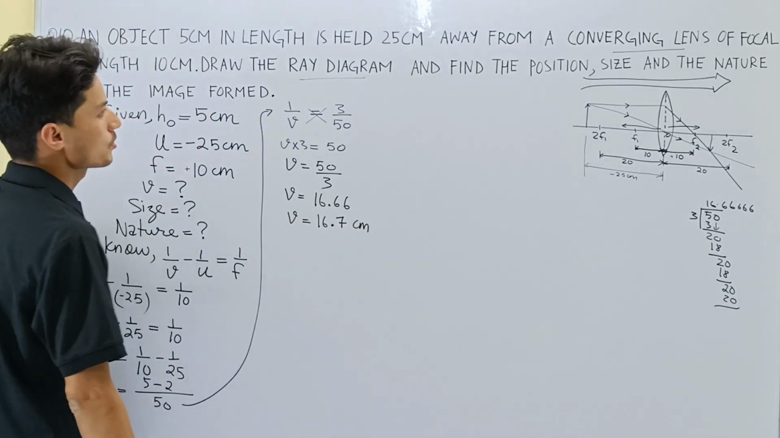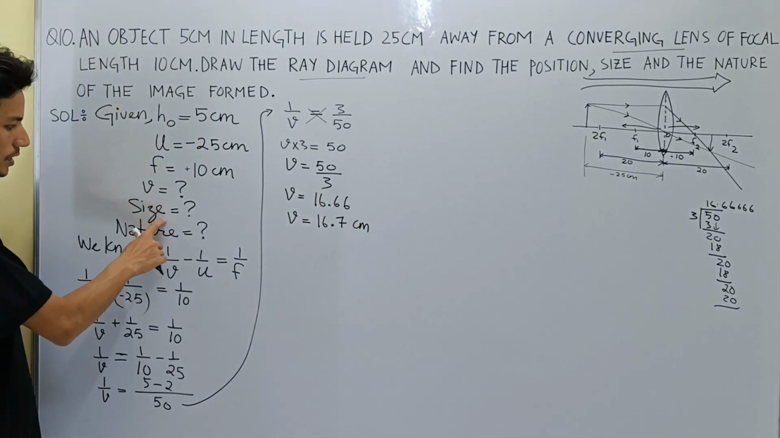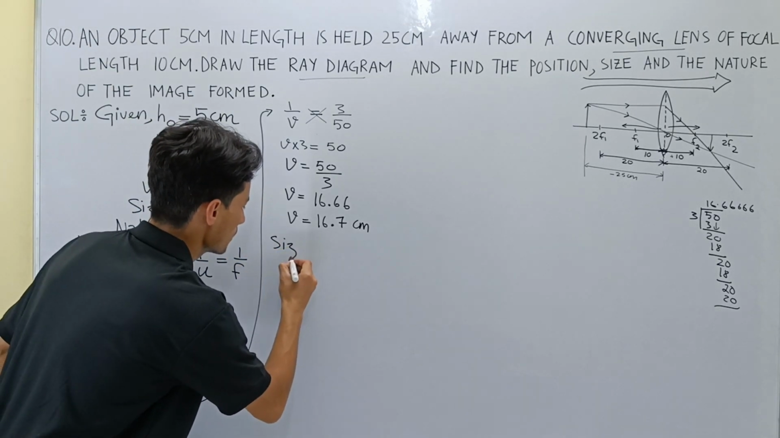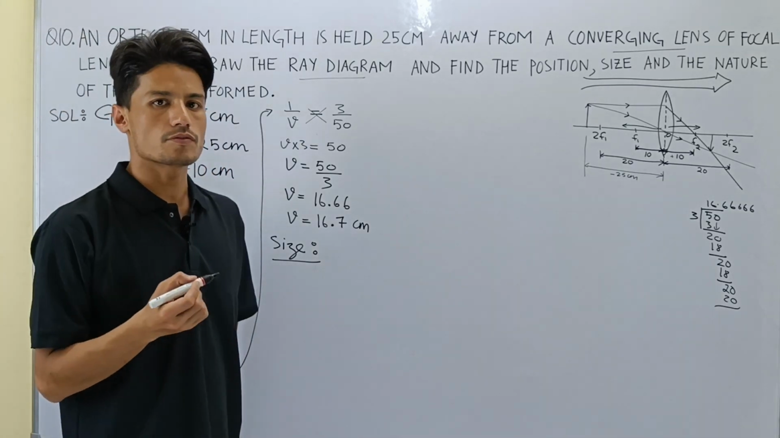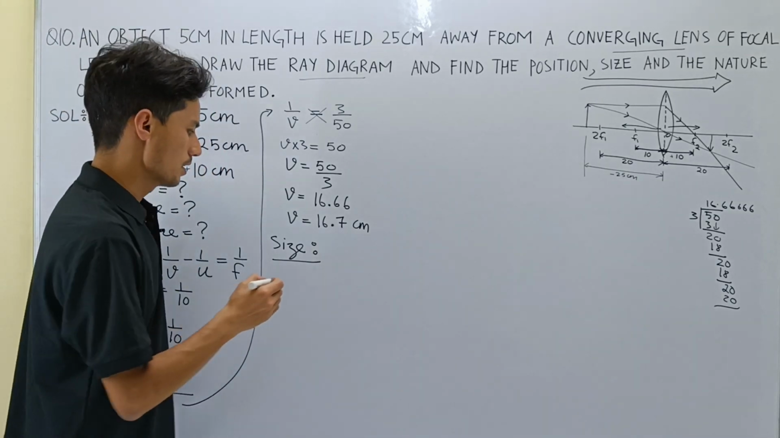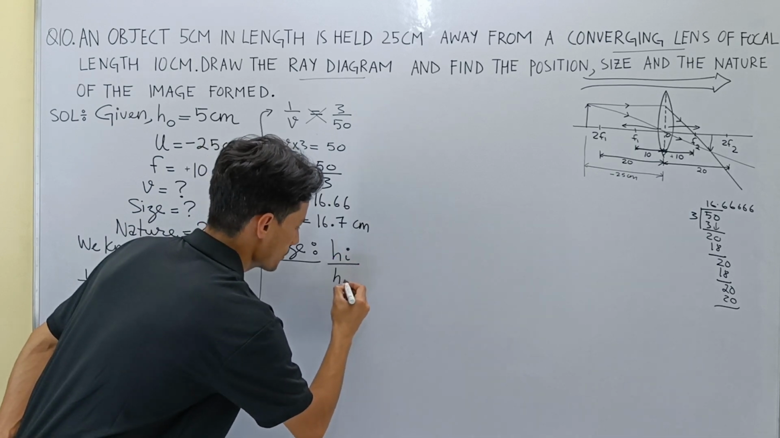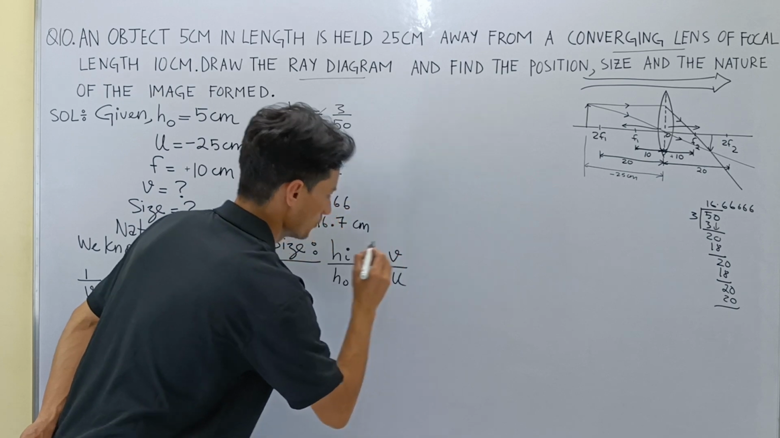All right, so we are done with image distance, we are done with V. Now let's focus on the size. So let's find the size. So size. For the size, we have to use the formula for size, which is HI, height of the image, divided by height of the object, is equal to V by U.